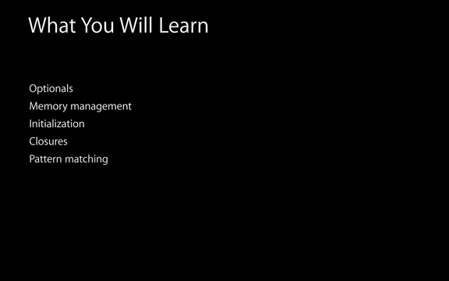So in particular, we're going to look at some features in some more detail, including optionals and how you can use them to make your code safer. We're going to talk to you about memory management in Swift and how it's largely automatic. We're also going to talk about initialization and how you can take advantage of the power of closures and pattern matching in your code.